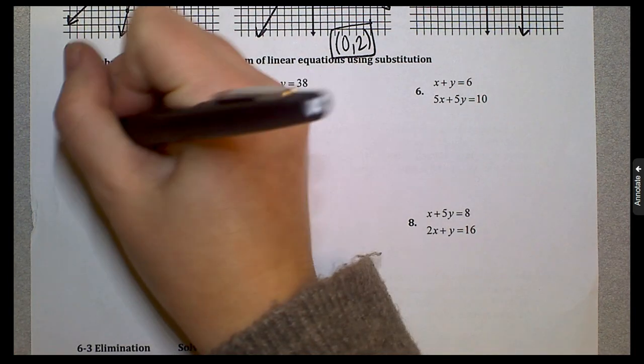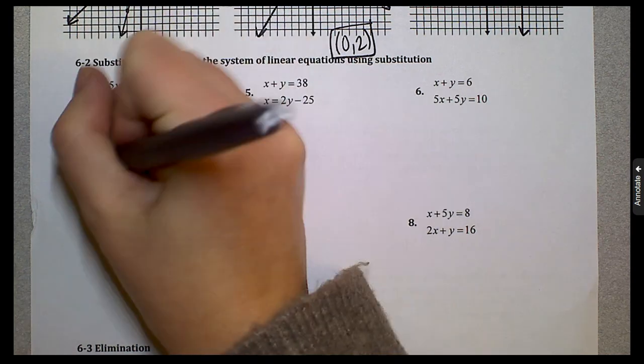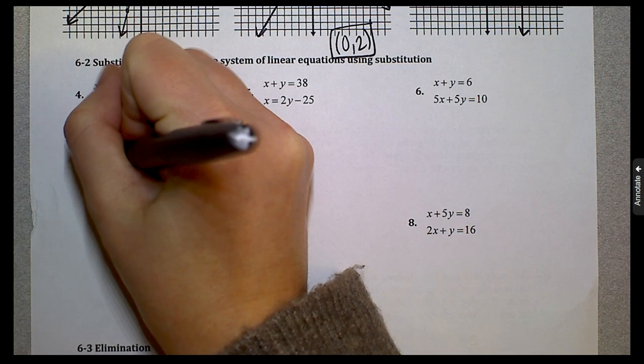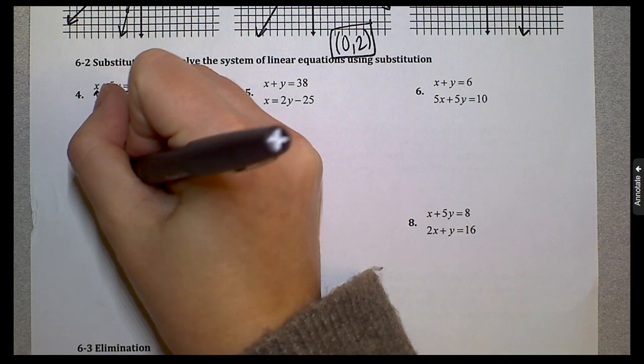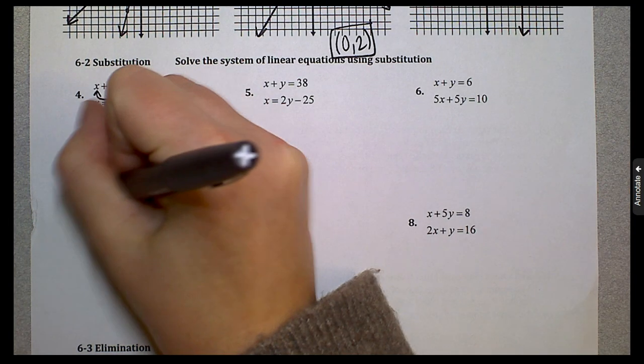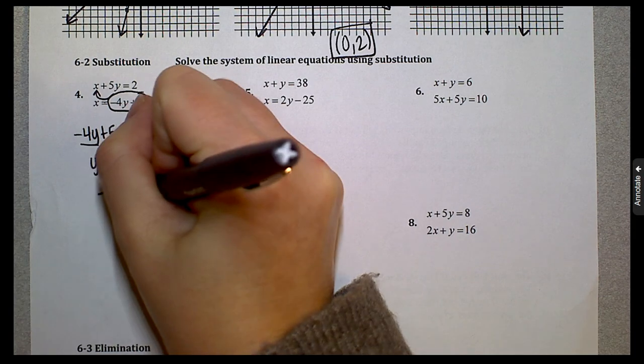So combine like terms, negative 4y plus 5y is just y. So that's a quick solve to get y by itself. y is going to equal negative 3.